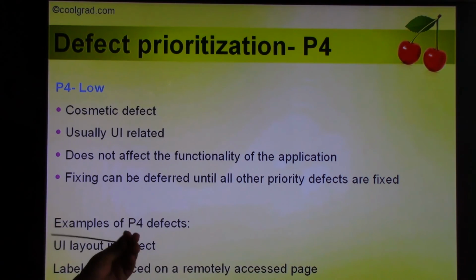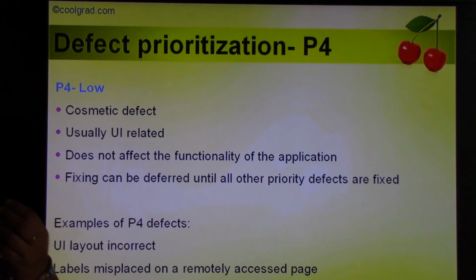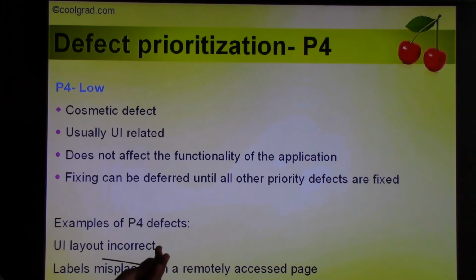Example of P4 defects. The UI layout is incorrect. So there's some button that's not in the right place, or some checkbox that is misaligned, or some label that's not in the right color. Or some font is not correct. It's not affecting the functionality in any way. It's just a cosmetic defect. So this can wait till a lot of other defects are fixed. So that's usually an example of a P4 defect.